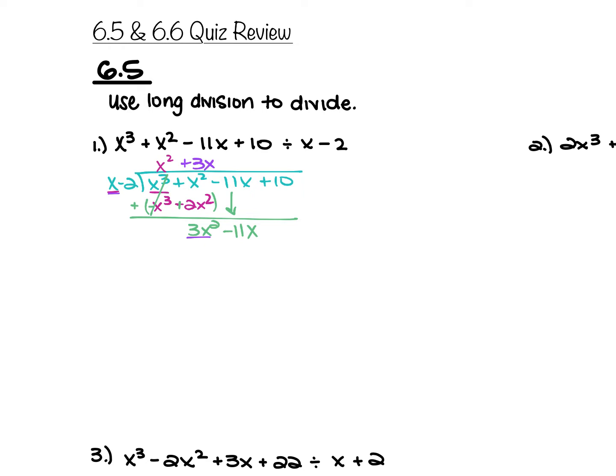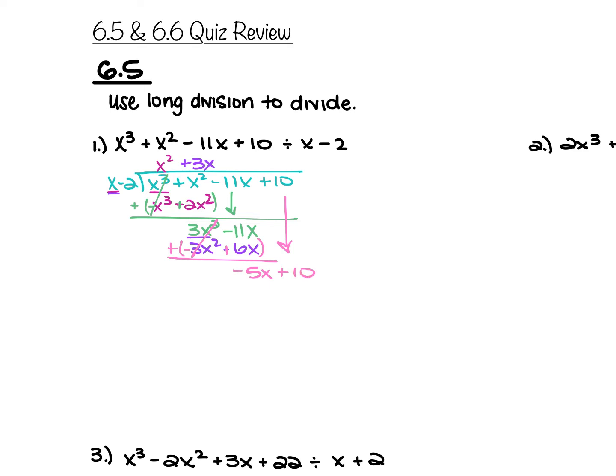Multiply the 3x by the x and then negative 2. 3x times x is 3x squared. 3x times negative 2 is negative 6x. Subtract these, distribute your negative. You're adding the opposites. The 3x squareds cancel. Negative 11x plus 6x is negative 5x. And you bring down that next term, which is 10.